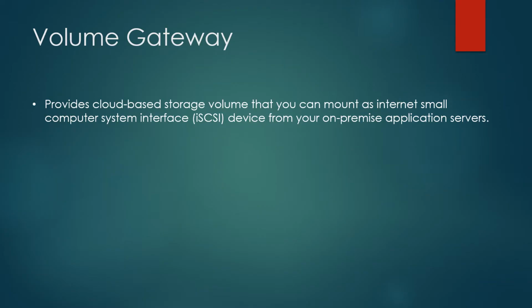The next Storage Gateway type is volume gateway. This provides cloud-based storage volumes that you can mount as iSCSI devices on your on-premise application server. These are available in two variants, cached volume and stored volume.